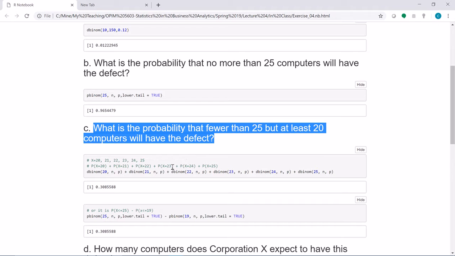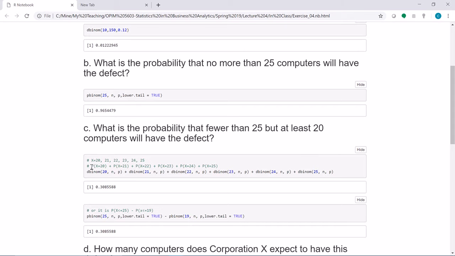Question C, what is the probability that fewer than 25 but at least 20 computers will have the defect? This actually is the sum of the probability of X equal to 20, the probability of X equal to 21, etc., up to the probability of X equal to 25. So you can use the dbinom function for each value of X: 20, 21, 22, 23, 24, and 25, which gives about 0.3 something.